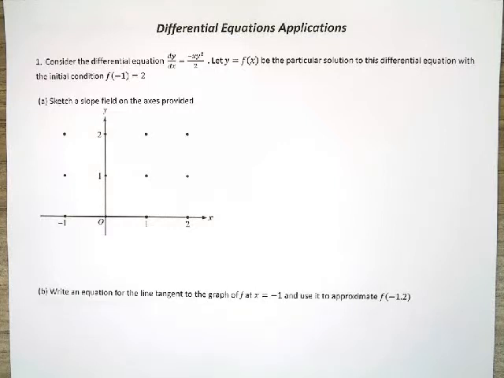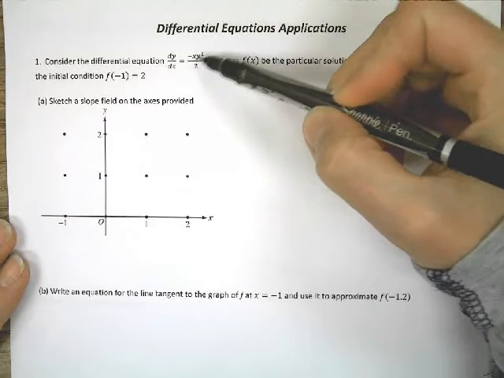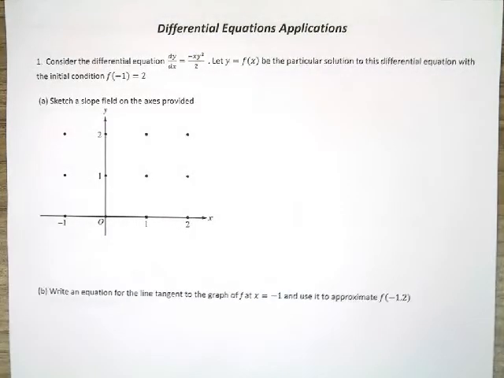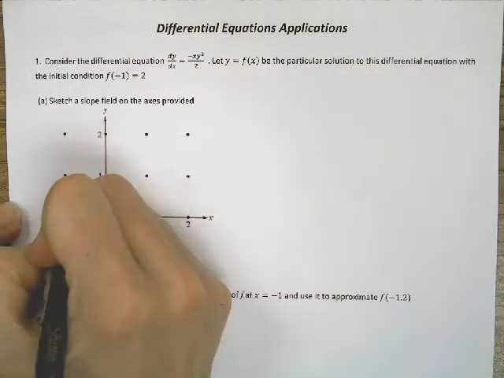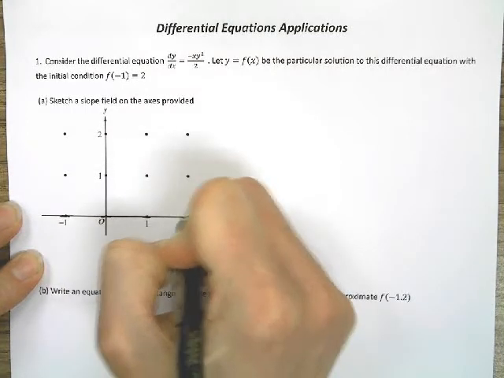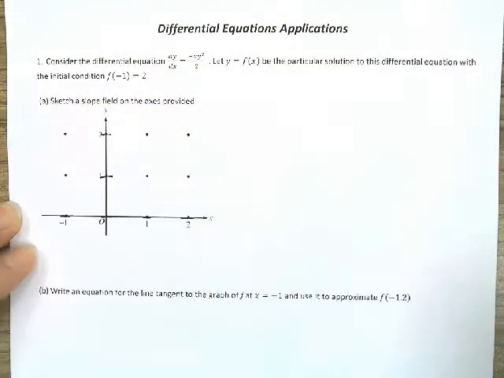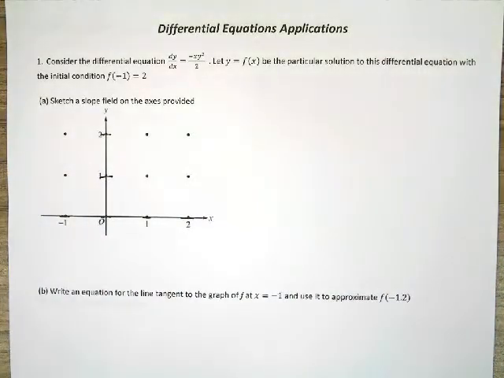So the first thing I always look and see is if there's some easy points to knock out. And what I notice is that when either x or y is 0, the slope of my function is going to be 0. So I'm going to mark that first. Wherever y is 0, I know I have a slope of 0. And wherever x is 0, I also have a slope of 0. So now it just leaves me with 6 points to figure out.